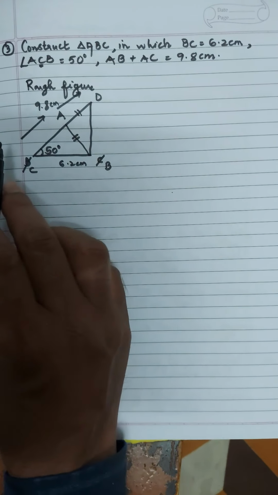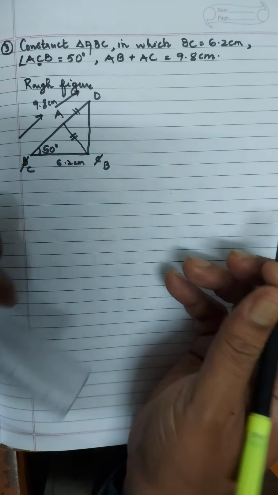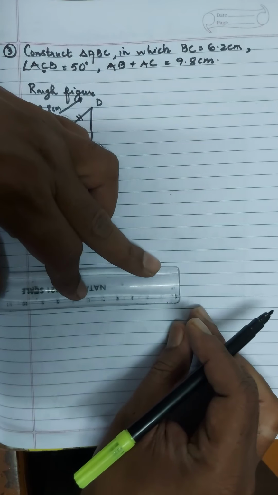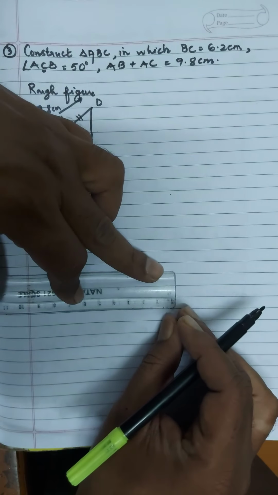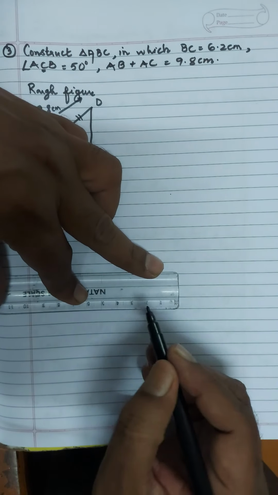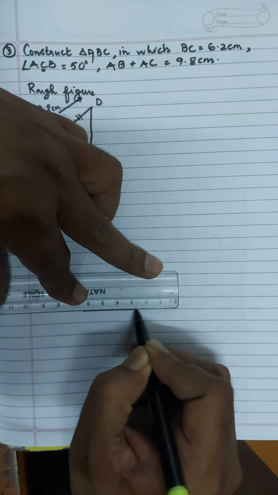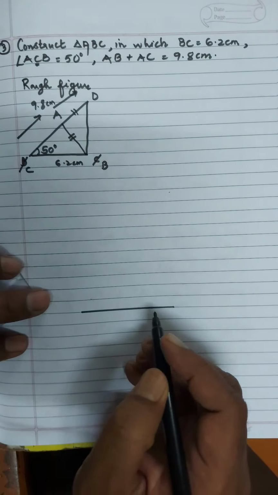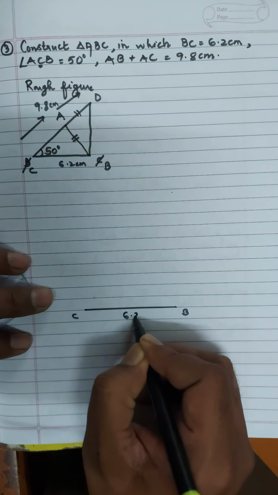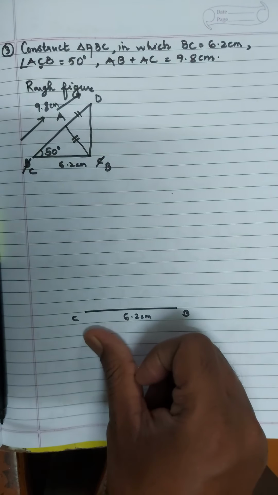Okay, so let's draw the main figure now. What is the first step? We need to draw a line CB of 6.2 centimeter, exactly at the center of the page. Okay, this is 6.2 centimeter. So we need to give C and B here. After that we need to take an angle of 50 degrees.